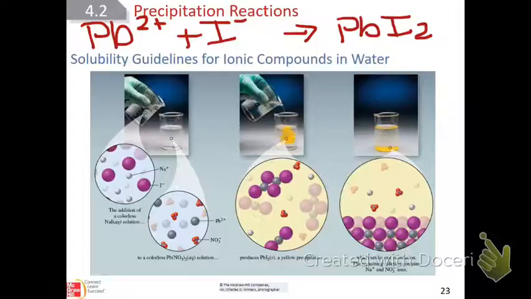Everything else are spectators. They're just floating around watching. So they're called spectator ions. And of course you need 2 of these to make this happen. You need to balance it. Everything else are called spectators.